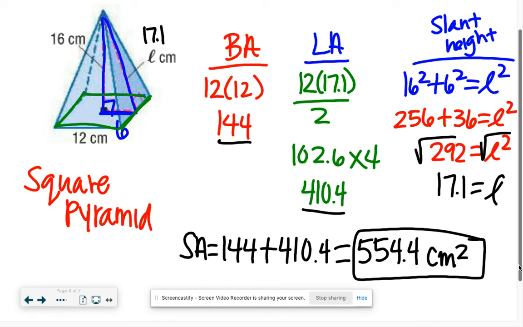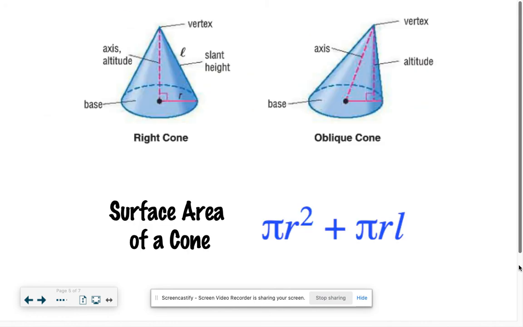Okay, let's move on to a cone. Again, we have a right cone and an oblique cone. They're very similar, except an oblique one is slanted to the side. We have a nice little formula to plug into, which we always love. Your base area is just a circle, right, folks? So pi r squared is your base area.